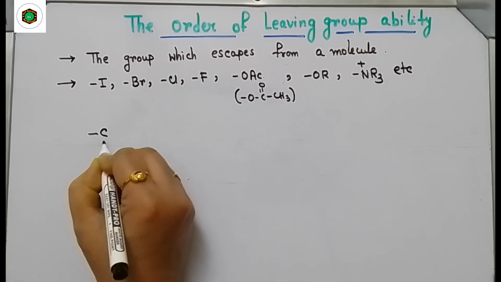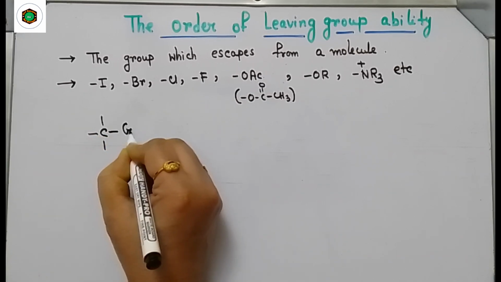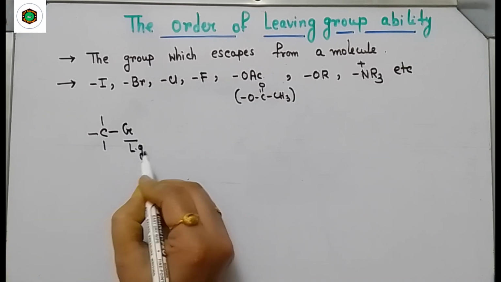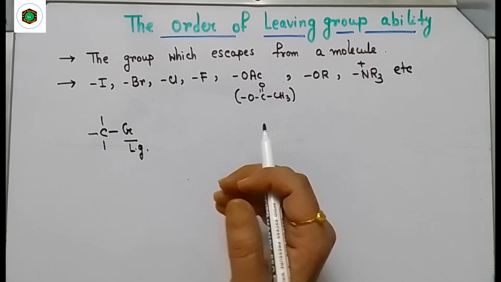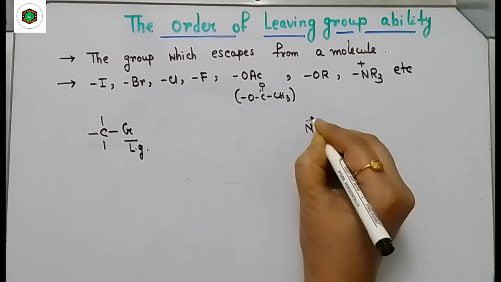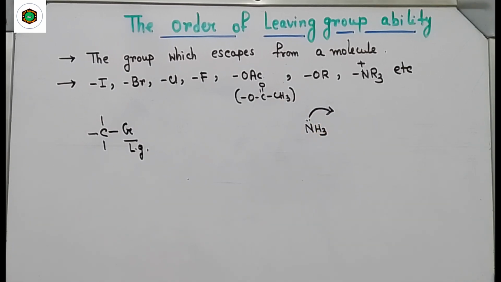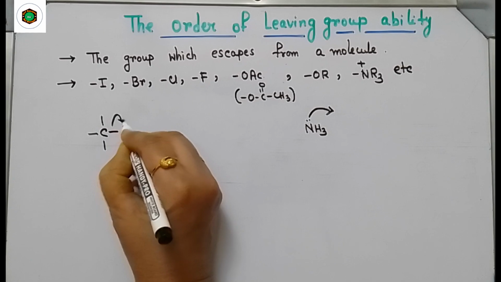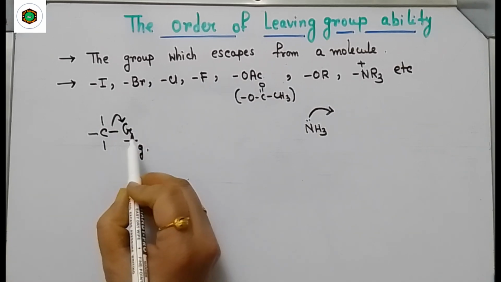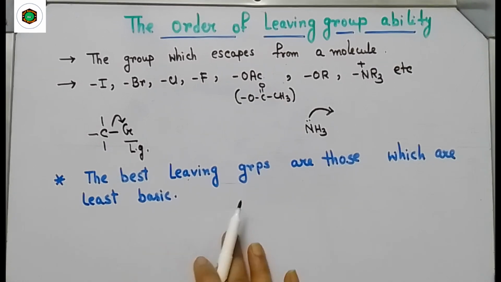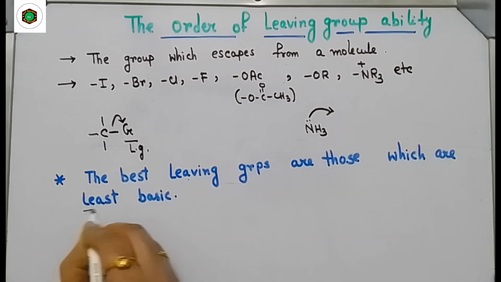Now suppose, now see, the leaving group is attached with carbon here. G means this is the leaving group. Now we know the base donates a lone pair of electrons, as for example ammonia. It is donating its lone pair of electrons, so it is a base. But here the leaving group is leaving with this shared pair of electrons, or we can say the leaving group is leaving with the bonded electrons, means it is taking electrons. So remember, the best leaving groups are those which are least basic.